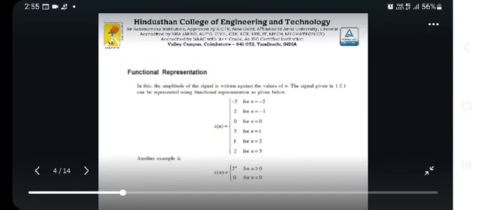Next one is a functional representation. Functional representation means we can represent the signal in a functional manner. That is, x of n is equal to, for example, a value of 2 for n equal to minus 1. We can represent the n values in this order, and the corresponding x of n values are denoted as x of n is equal to some kind of function. That's it. This is a functional representation.